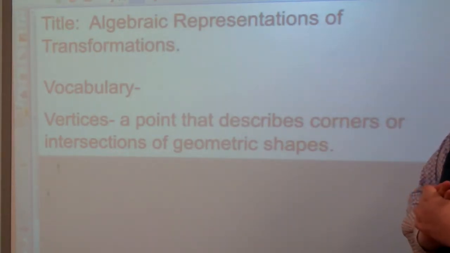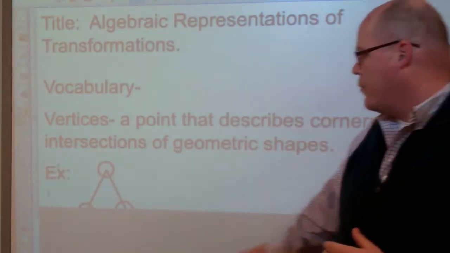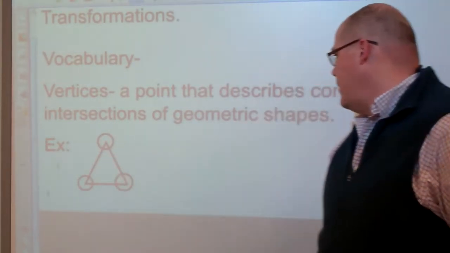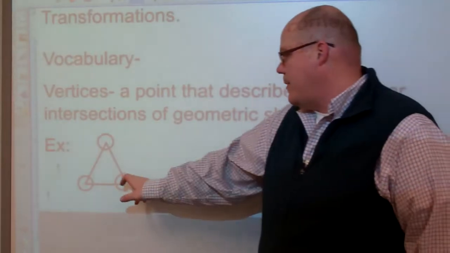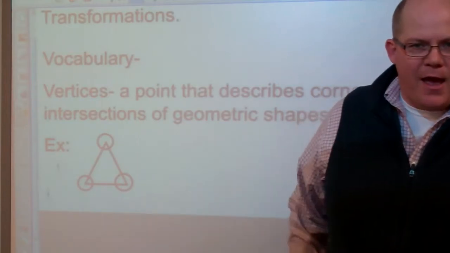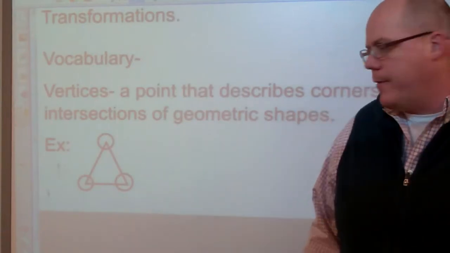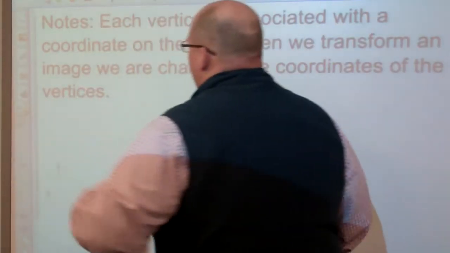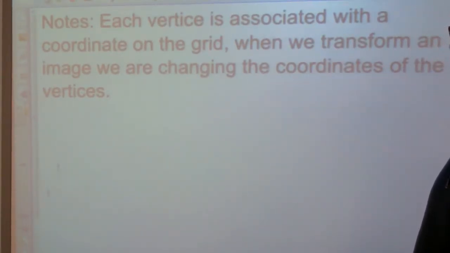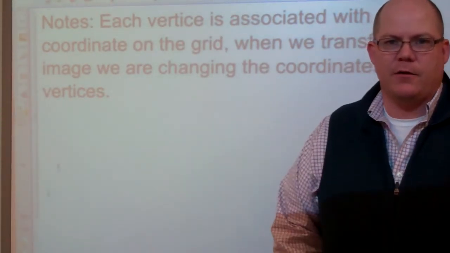So a vertex is a point that describes corners or intersections of geometric shapes. If we're looking at, per se, a triangle, it has three vertices, three intersections of this geometric shape, here, here, and here. And those will usually have points on a coordinate grid. So you'll have vertex A, vertex B, and vertex C, and each one has a place on the coordinate grid, or is assigned a place on the coordinate grid. So each vertex is associated with a specific coordinate on the grid. When we transform an image, we're changing the coordinates of the vertices. Again, Mr. Collins, if you pause this to make sure they get this in their notes for me.